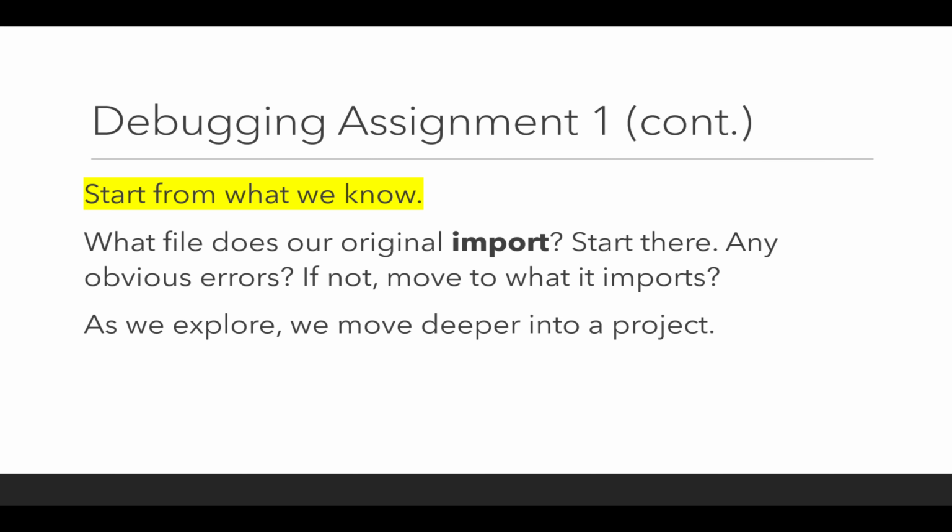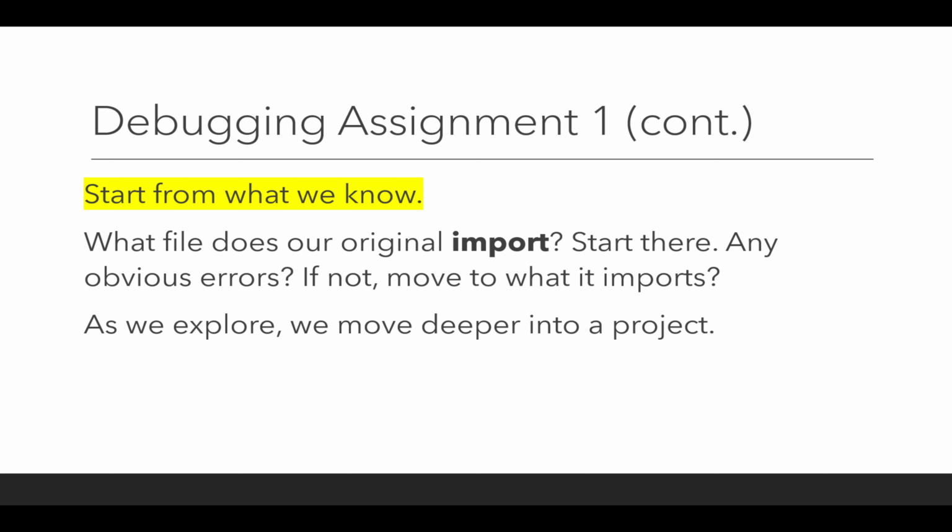All right. So what file does our original import happen, right? Let's go through these files. We started with index.js, which moved us to article, which moved us to component. In each case, I didn't really see any obvious errors, right? So if not, we just move to what it imports, right? We keep moving deeper and deeper into a project until we get to the bottom, right? Something is importing something, which is importing something else, which is importing something else, right? We just move through the project to try to figure out, wow, where are these errors happening?